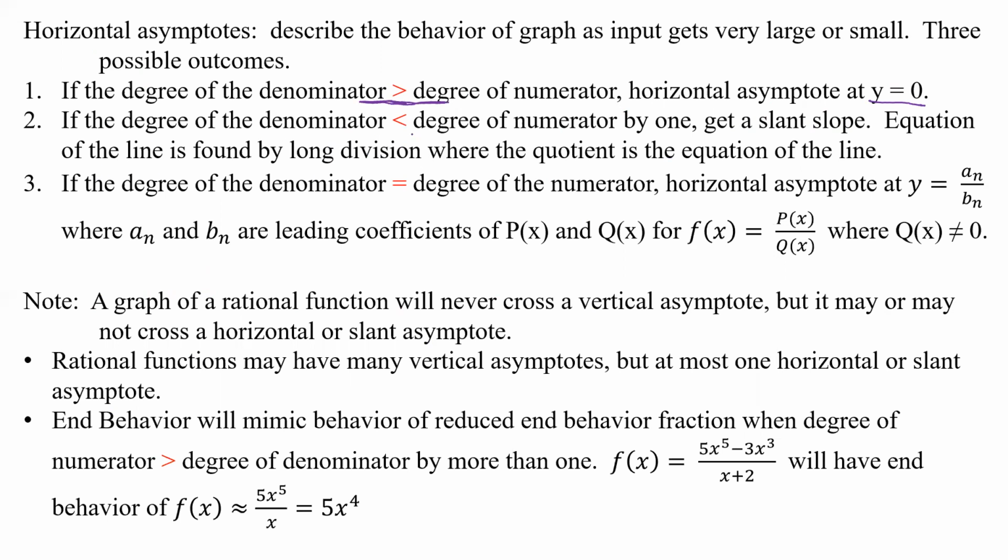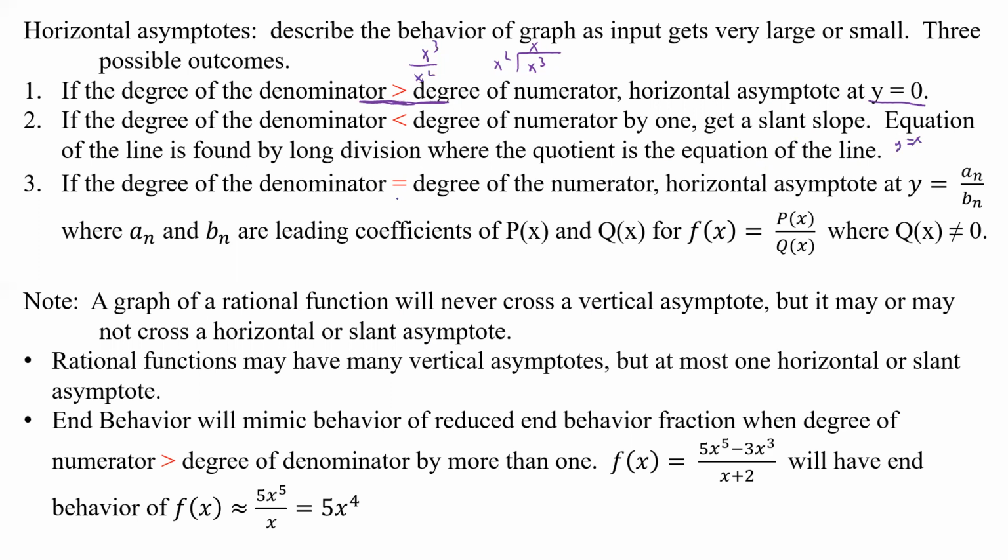Now, if the degree of the denominator is less than the degree of the numerator by 1, we get a slant asymptote. The equation of that line is found by long division, where the quotient is the equation of the line. If we do something simple, like x cubed over x squared, that's 1 less. x squared goes into x cubed, and we just get x, so our equation would be y equals x. But if you have other items besides just the x squared and x cubed, then you'll have a little more work to do with that long division. This was just something simple to show you that in this case it would be y equals x.